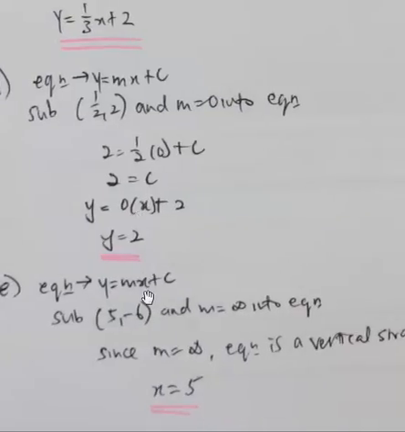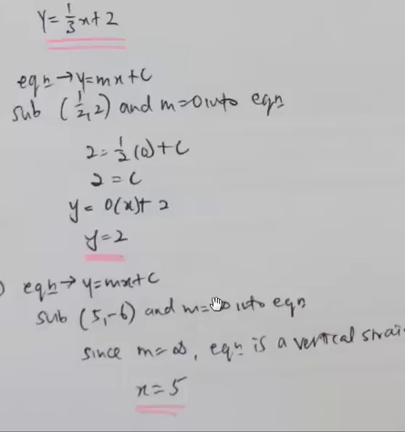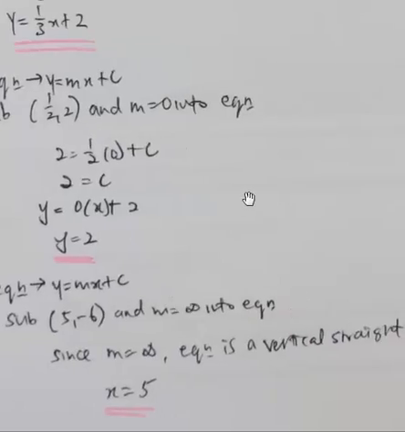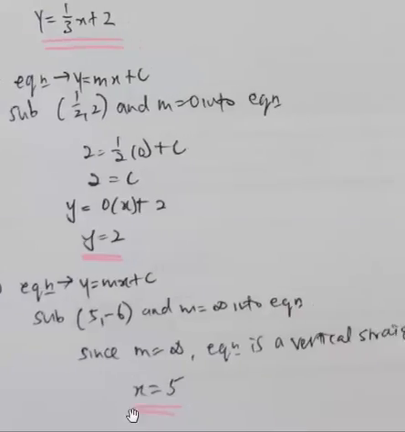For part E, we sub in the point (5, -6) and the gradient is undefined, which is an infinite gradient, which means that this line is actually a vertical straight line. Therefore, the only equation that this line can have is x equals 5.